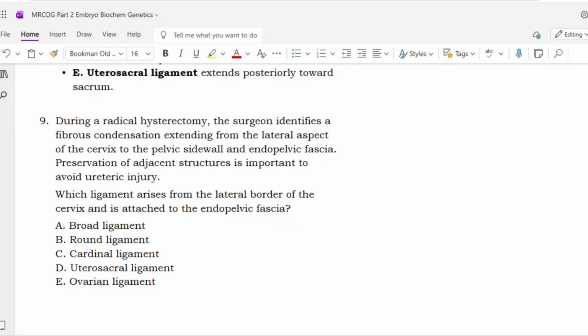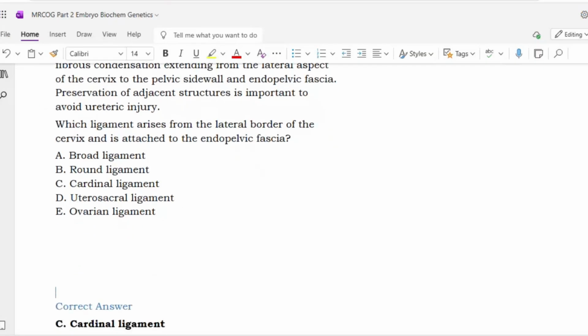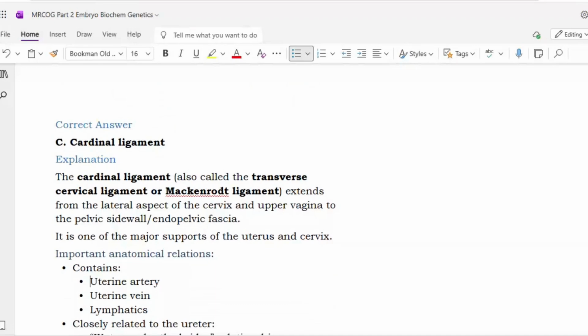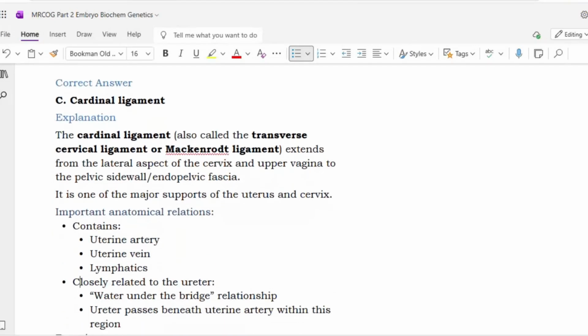So, we are talking about cardinal ligament, which arises from the lateral border of the cervix and is attached to the endopelvic fascia. Broad ligament, round ligament, cardinal ligament, uterosacral ligament, ovarian ligament. Sir, the option is C, cardinal ligament. Correct. The cardinal ligament, also called transverse cervical ligament or Mackenrodt's ligament, extends from the lateral aspect of the cervix and upper vagina to the pelvic side wall or endopelvic fascia. It is one of the major supports of the uterus and cervix.